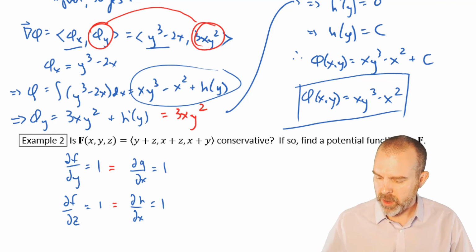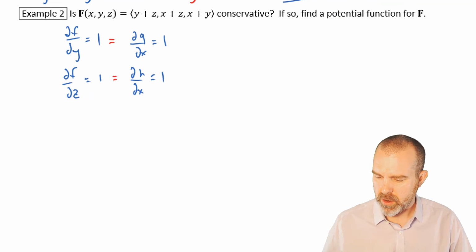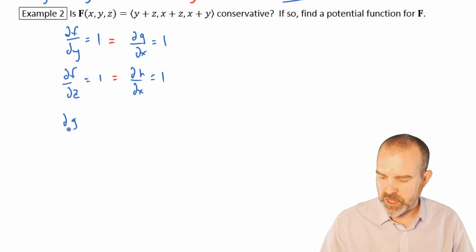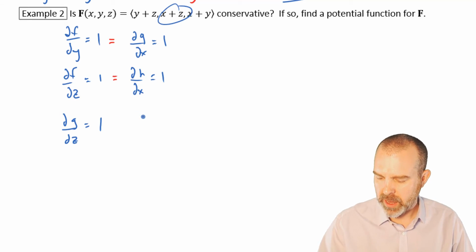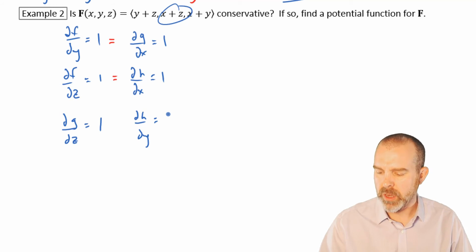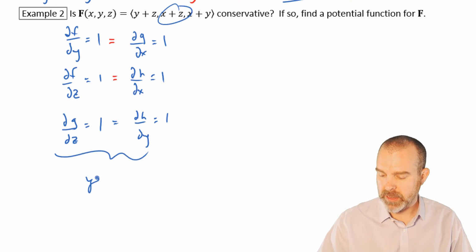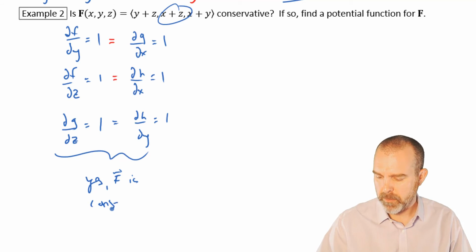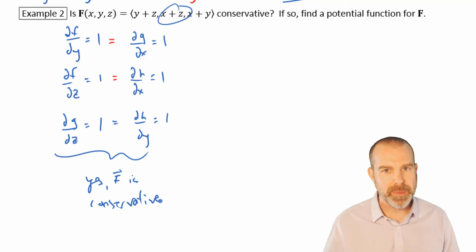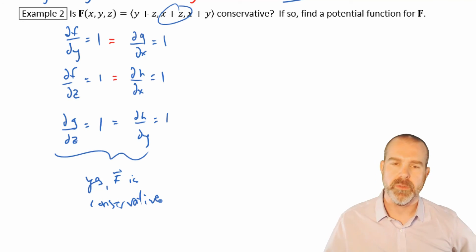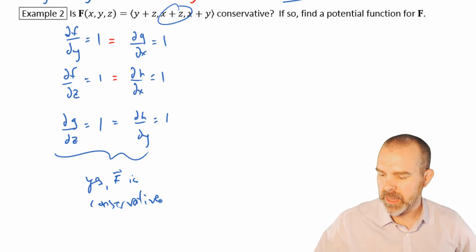And then one more. The partial derivative of g with respect to z, still 1. And the partial derivative of h with respect to y, the matching cross one, still 1, also equal. Therefore, yes, our field is conservative. We're going to use the same logic. It's a little more complex now because now we have a three-dimensional one. The variables are x, y, and z.